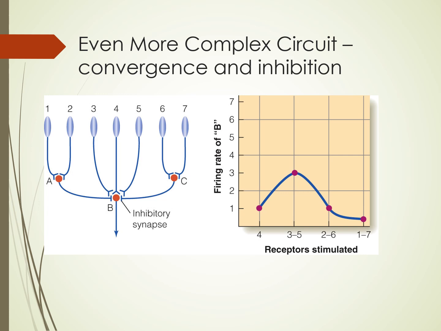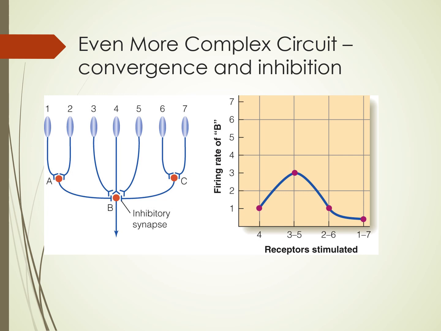And I can take that bar of light out farther, hitting 1 through 7, and because 1 and 2 and 6 and 7 are all sending inhibitory information, I'm going to slow that down to under 1. Actually, I'm most likely going to inhibit B from its spontaneous firing, from the fact that it just fires every once in a while, right? So I'm inhibiting B.